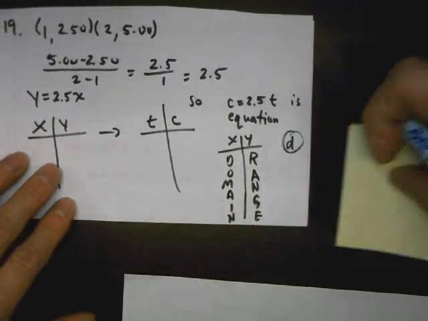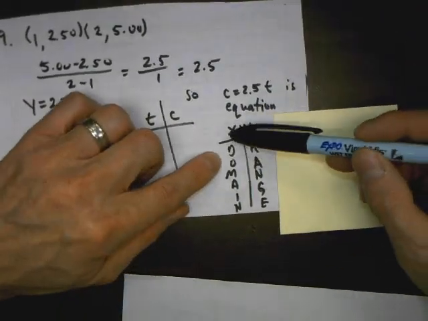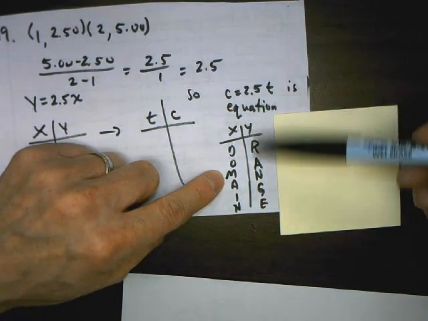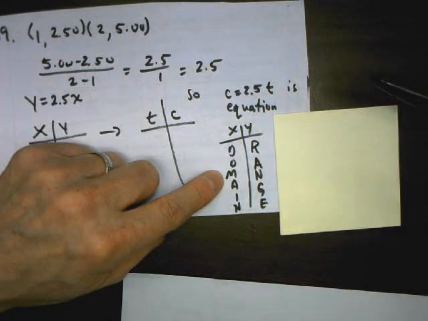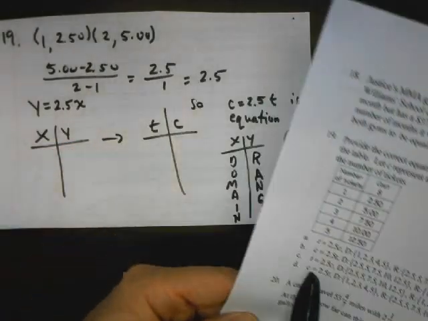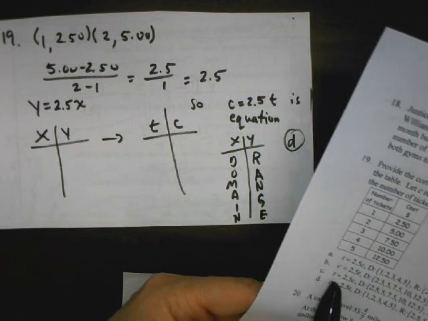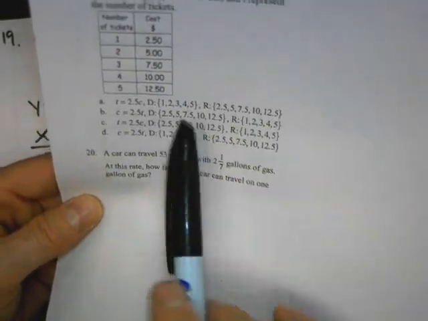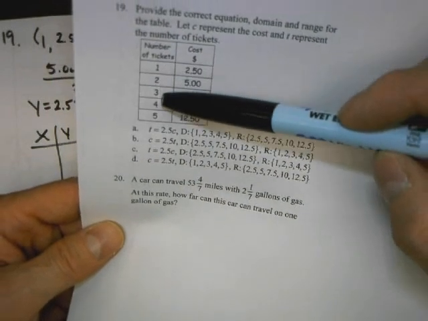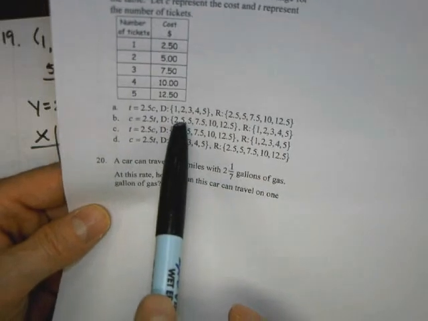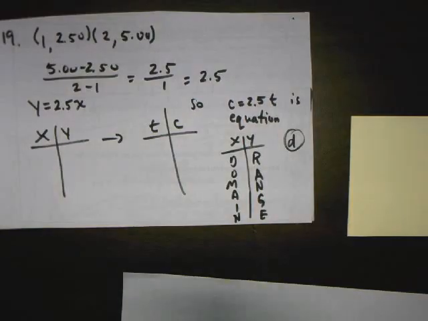Alright, now if we're looking at the table that they gave us, the x is over here, the first one is domain, and then range. It's alphabetical order too, right? Domain, range, D R. So the only ones that have the right equation, it looks like, are B and D. So now you have to look at the domain and range. So here's the domain, 1, 2, 3, 4, 5. D has the right domain, B doesn't, so the answer has to be D.